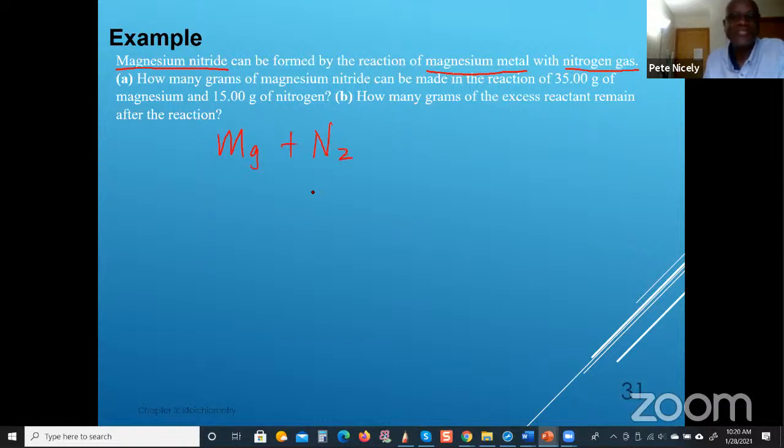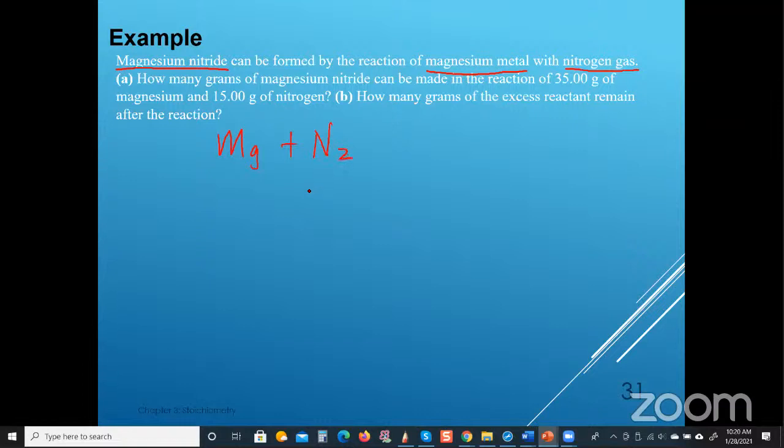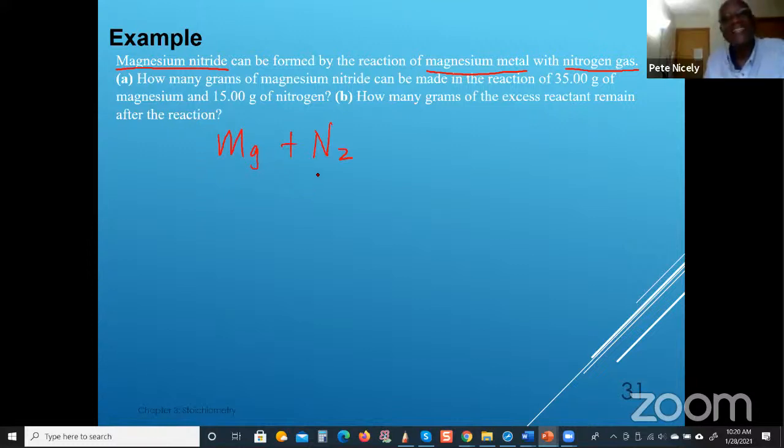N2. Remember, nitrogen is one of 7 elements that exist as diatomic molecules, right? You have hydrogen, oxygen, nitrogen, fluorine, bromine, iodine, chlorine. These elements exist in nature as diatomic molecules. So you need to remember that, all right? You can't just put N for the formula of nitrogen in this reaction. You have to put N2. Okay, so those are the reactants.